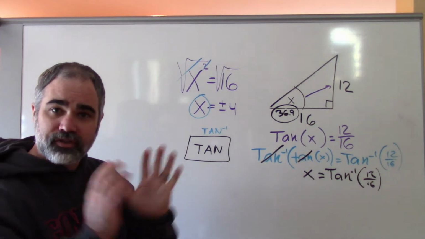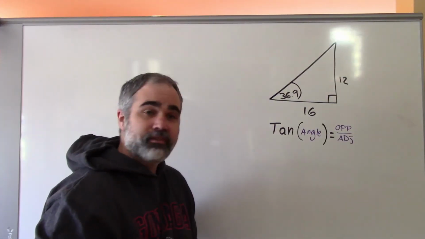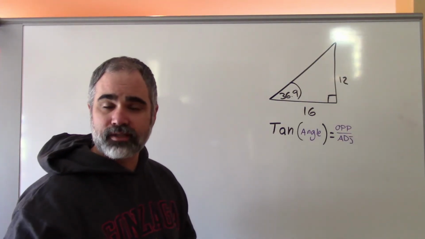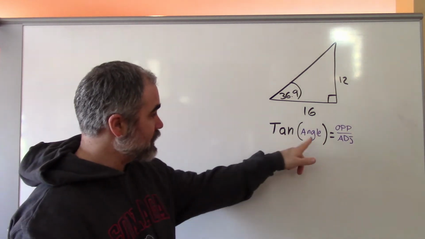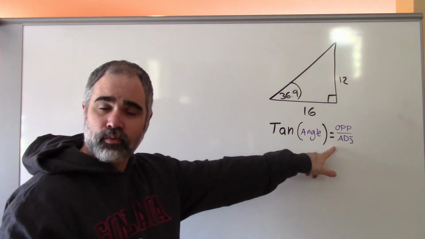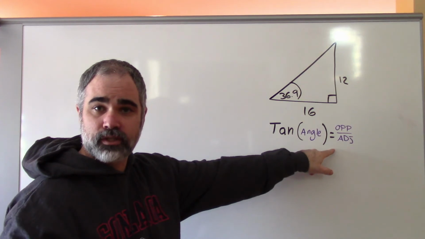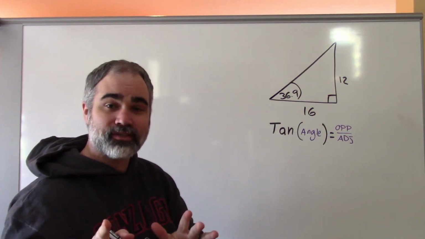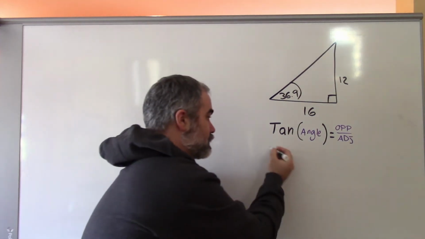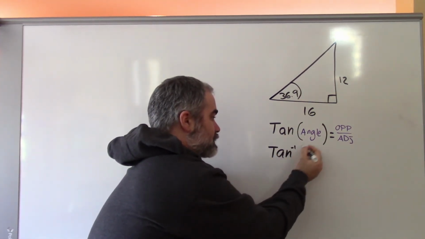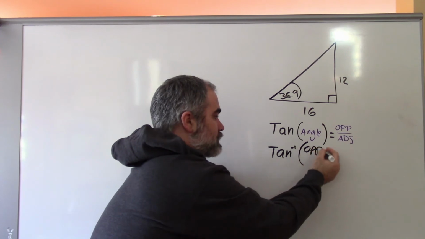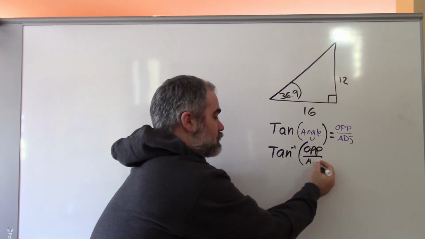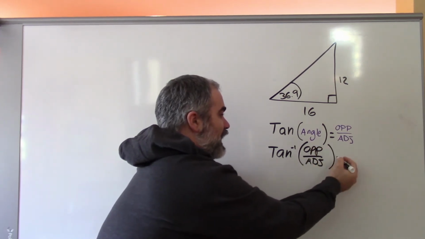Okay, let's see if we can look at this a little bit more generally. So here we've got the tangent of an angle. We talked about this in lots of previous videos. But tangent takes an angle and gives you side lengths. So what do you suppose the inverse tangent would do if it's doing the exact opposite? The opposite of tangent would take side lengths, the opposite over adjacent, and it would give you an angle.